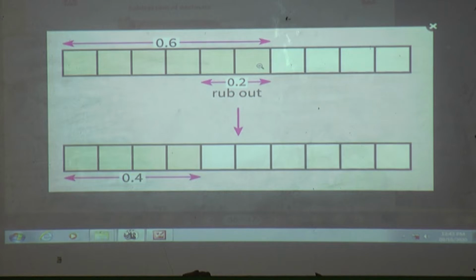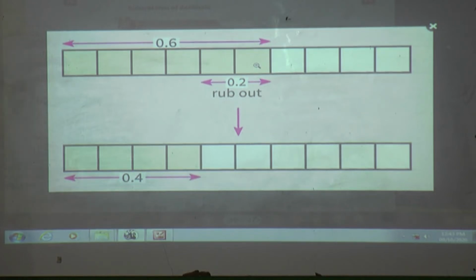6 parts you have to color. Then what do we have to do? We have to subtract. What do we have to subtract? 0.2 from 0.6. So always we subtract from greater to smaller. So which is greater? 0.6. So 0.6 we have to color.